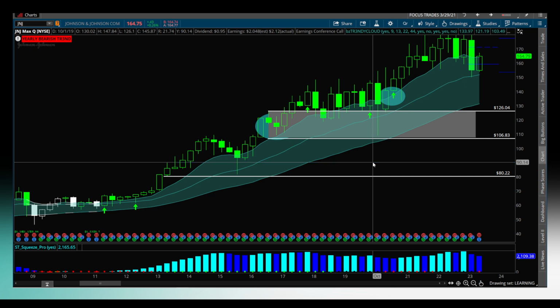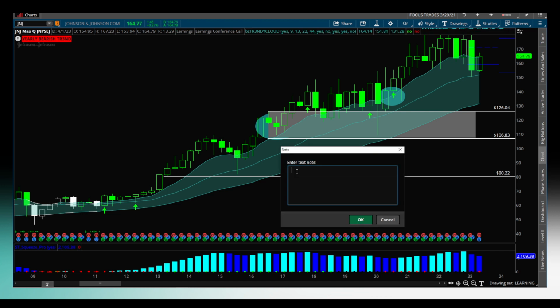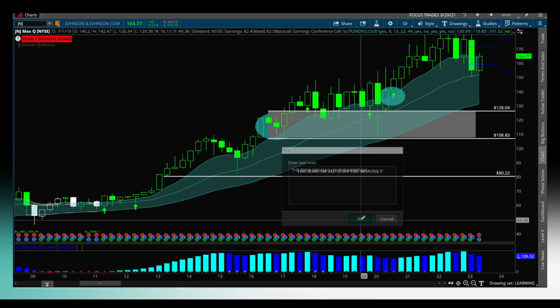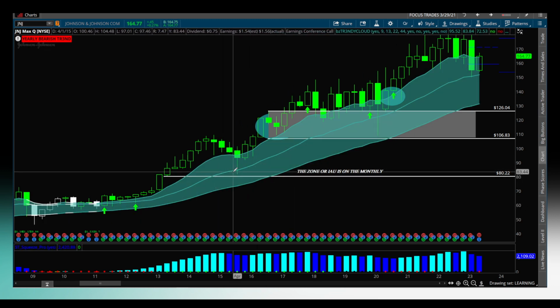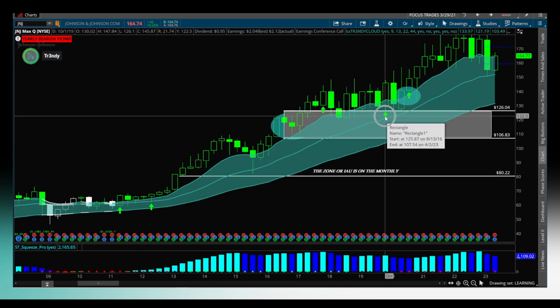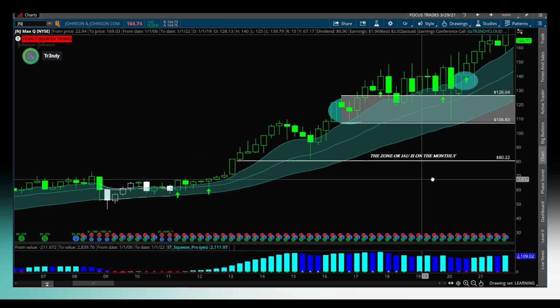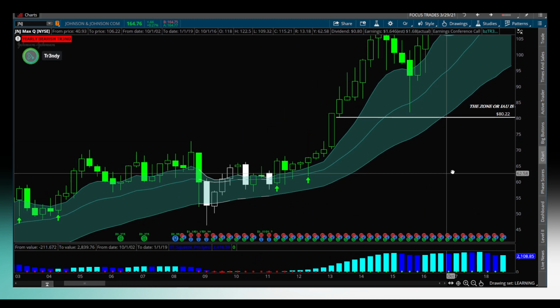All right. So once again, there is a zone here. The zone, or inside and up, is on the monthly. Okay. Did it work? Did the zone work, guys? It worked. Okay. This zone worked. This zone worked. Let's keep moving.